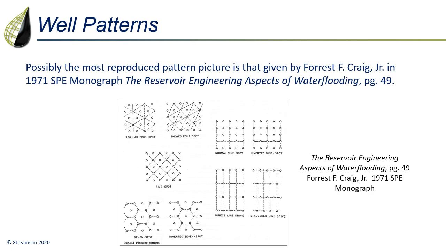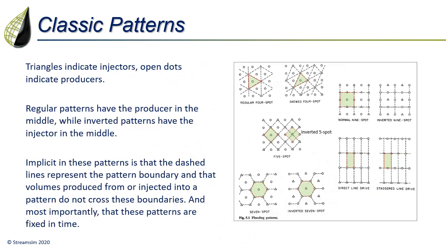Possibly the most reproduced pattern picture is that given by Forrest Craig in his 1971 SPE monograph, The Reservoir Engineering Aspects of Water Flooding. In this classic picture, triangles indicate injectors and open dots indicate producers. Regular patterns have the producer in the middle, while inverted patterns have the injector in the middle. Implicit in these patterns is that the dashed lines represent the pattern boundary, and that volumes produced from or injected into a pattern do not cross these boundaries. And most importantly, these patterns are assumed to be fixed in time.